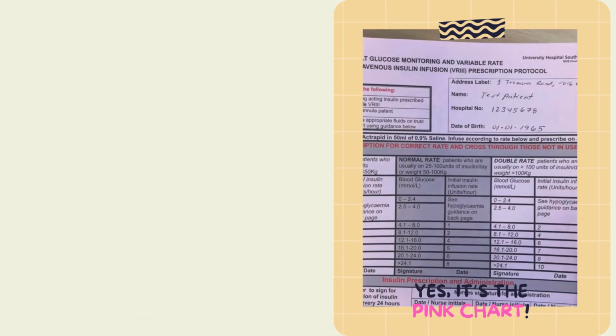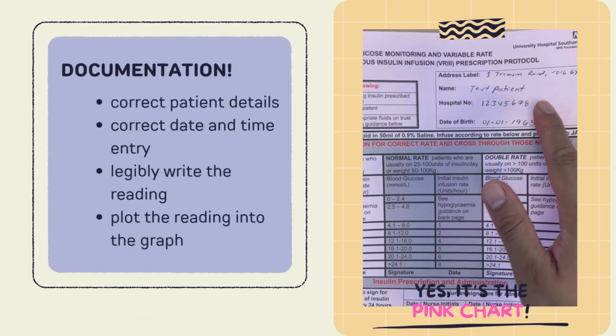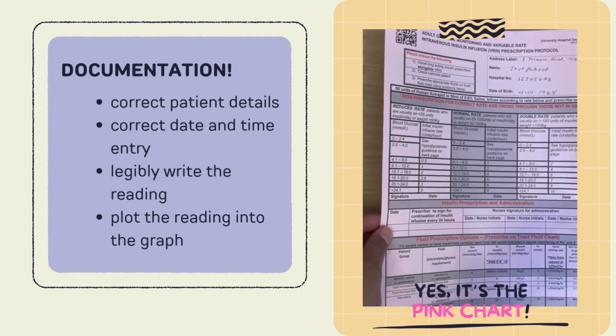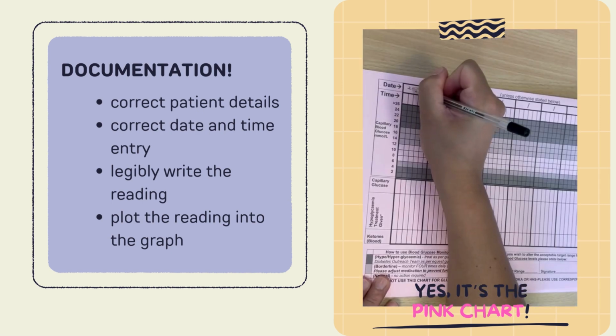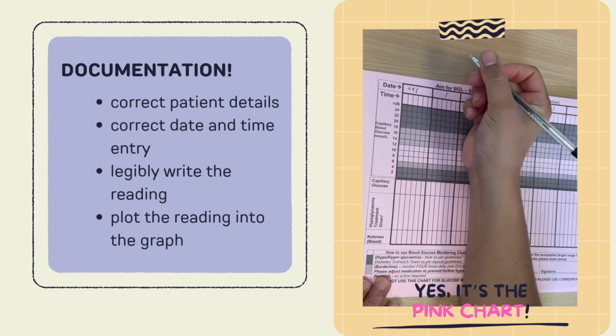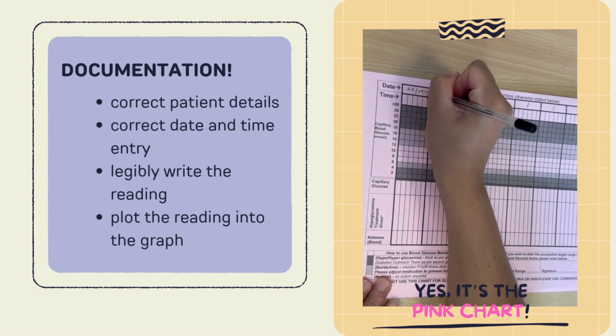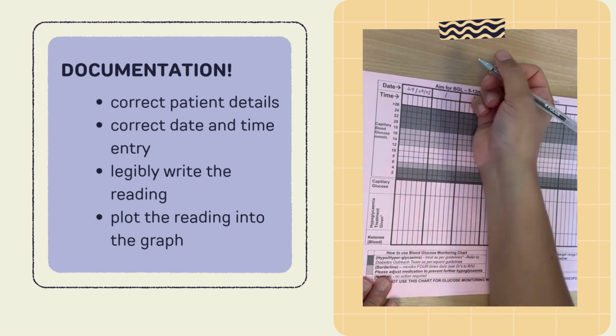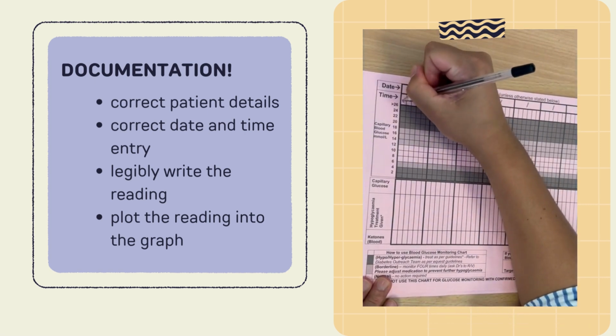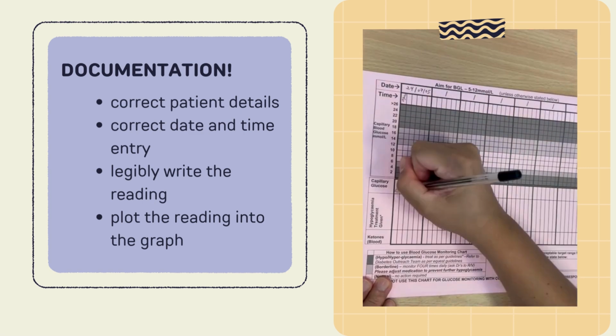Document the capillary blood glucose reading. Ensure correct patient details are written on the document. Real-time entry of date and time of the test reading. Legibly write the result and plot it into the graph.